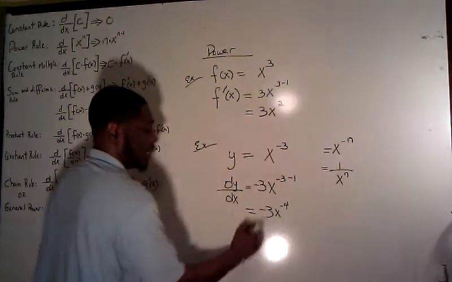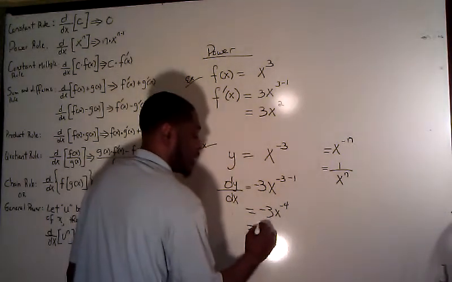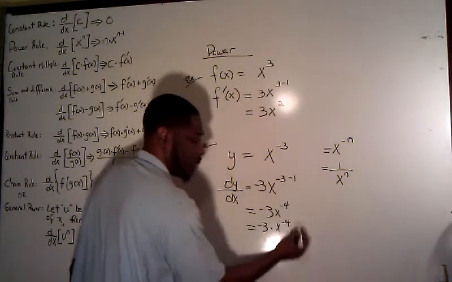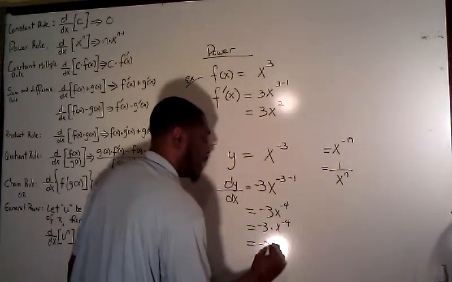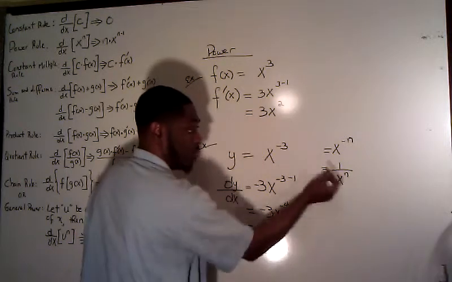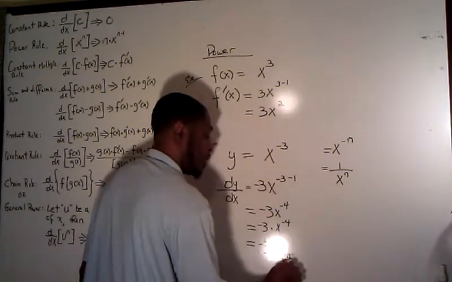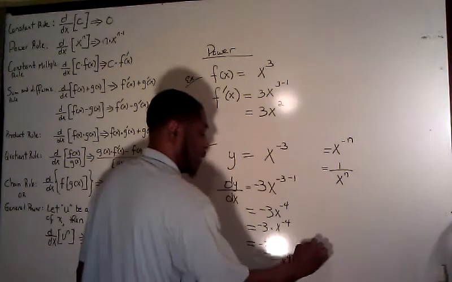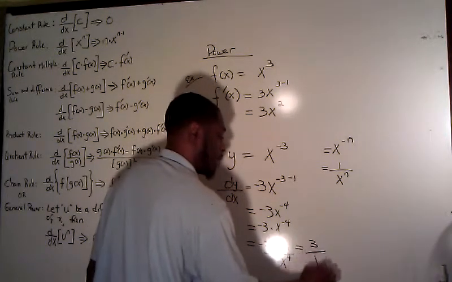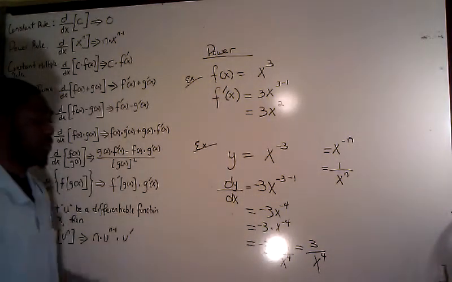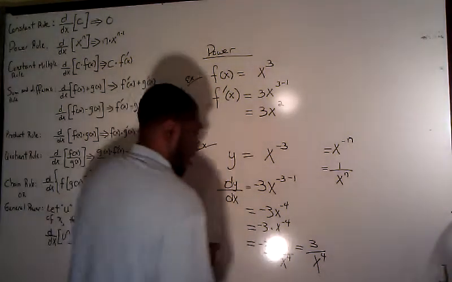Likewise here, this can be regarded as negative 3 times x to the negative 4. We want to convert this part of our problem, so that would be negative 3 times, and using that rule here, this becomes 1 over x to the 4th, which simplifies to negative 3 over x to the 4th. So that's what our derivative is using the power rule.